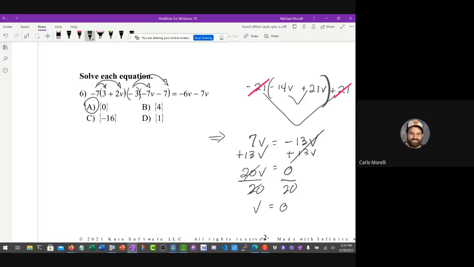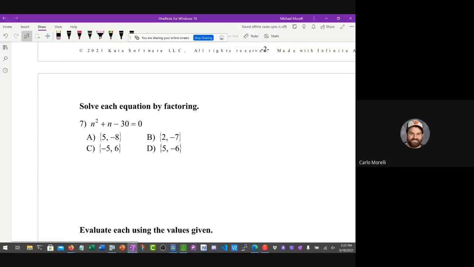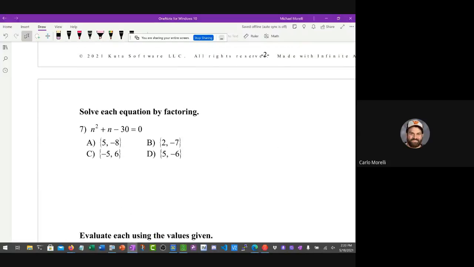Strangely enough. Moving on. Number 7, solve each equation by factoring. We just need to find two numbers that when added together are 1 and when multiplied together are negative 30.